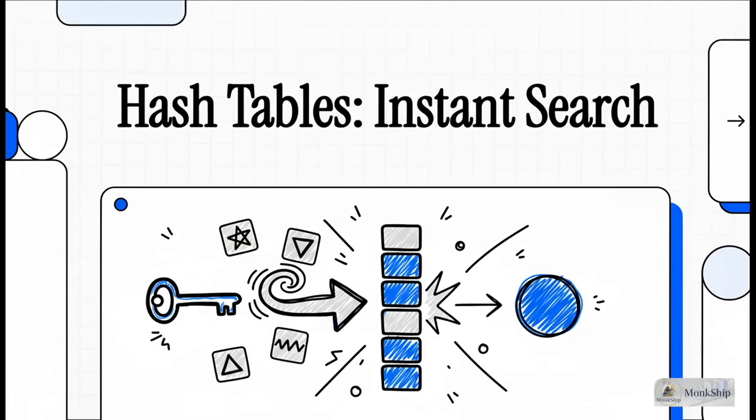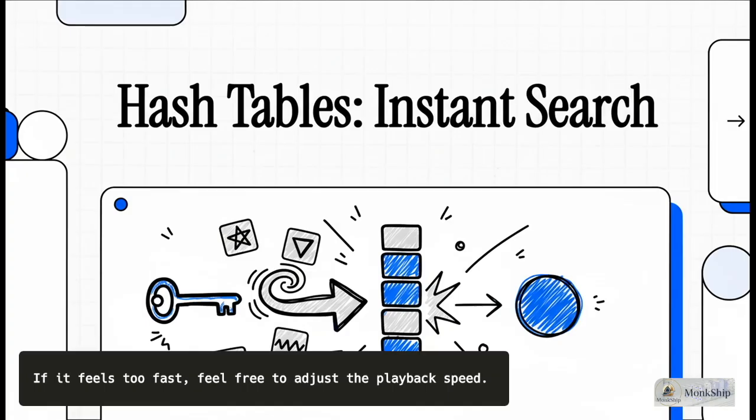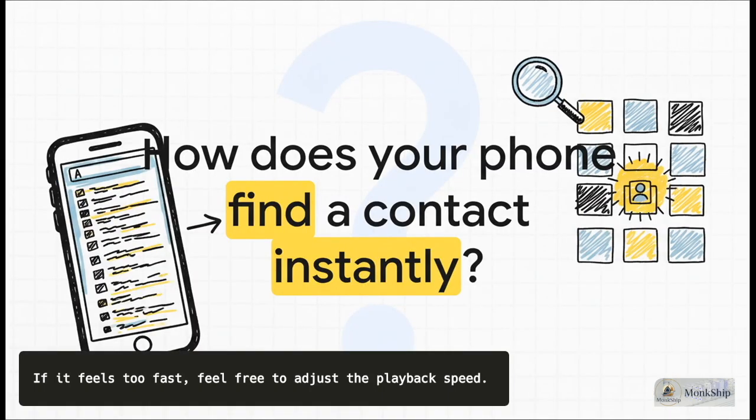All right, today we're pulling back the curtain on one of the most important ideas in all of computer science, the hash table. This is the secret engine, the powerhouse that makes everything you do feel instant. Let's dig in.